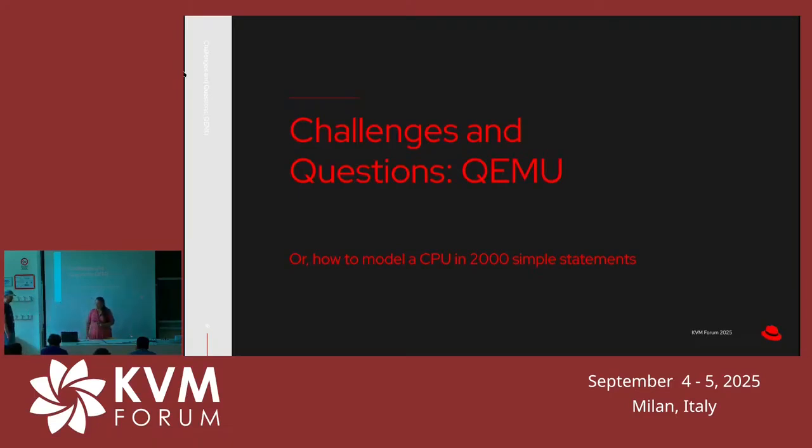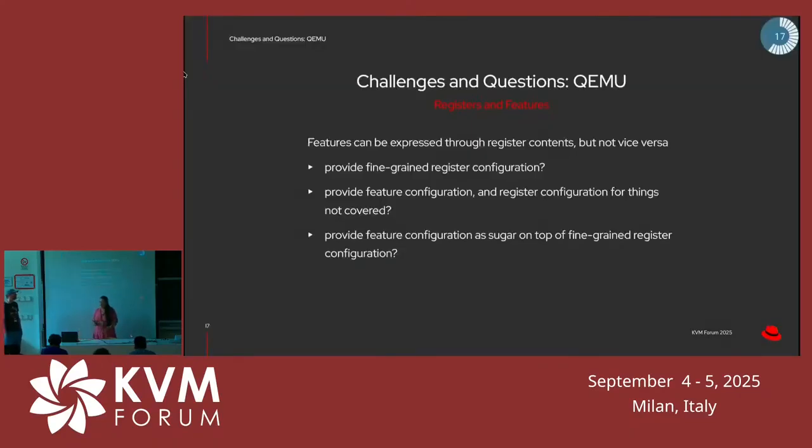Okay, let's go back to the QEMU side. One issue we have for ARM: we basically configure everything via ID registers, so via individual ID register values. What other architectures do is they usually have feature bits, which you can turn on and off on the command line. And we need to bring those two a bit together.